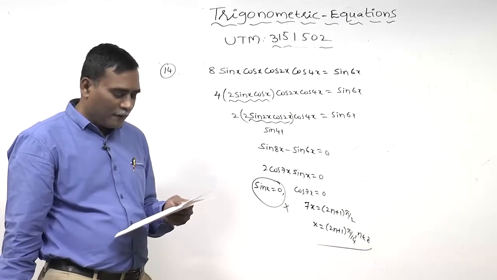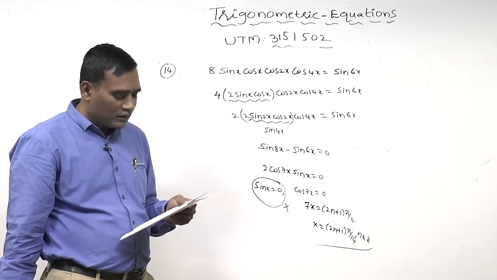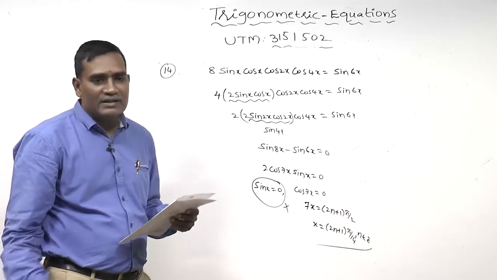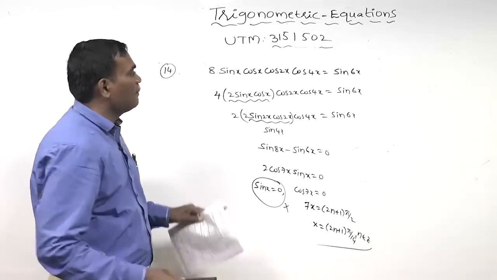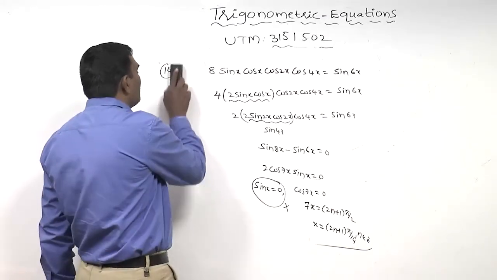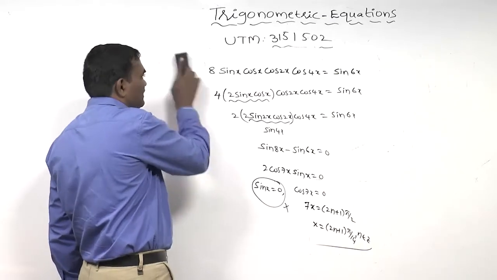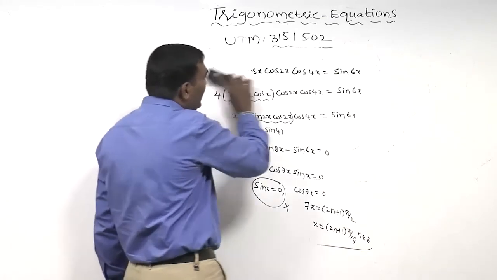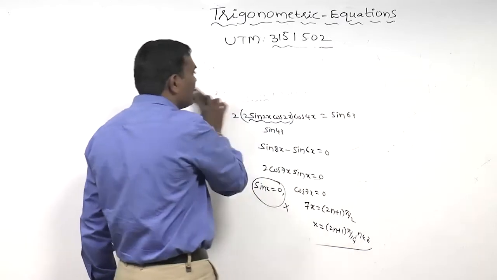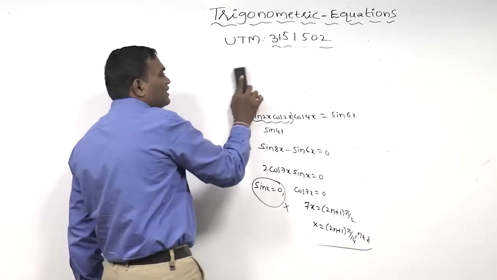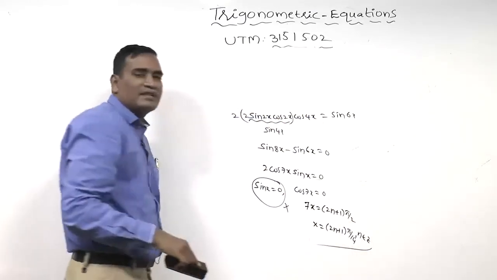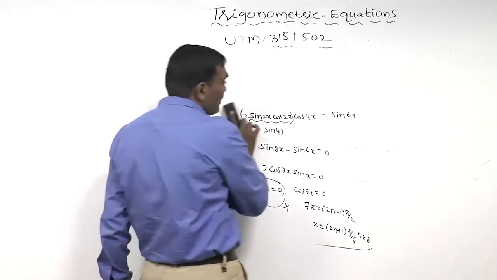Arranging the following in ascending order of their number of solutions in 0 to 5 pi. 0 to 5 pi means how many rotations? That is very important. How many rotations? One rotation is how many degrees? One complete rotation is equal to 360 degrees. That means 2 pi.